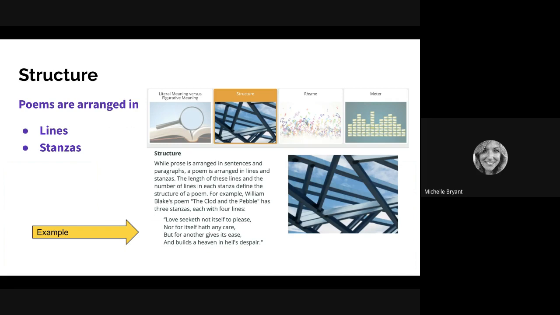Okay, so one thing to know is that poems are arranged in lines and stanzas, not like a book. Books and novels and essays are arranged in sentences and paragraphs, right? So poetry is different. We call them lines and stanzas. If you look at this example down below, we've got 4 lines, 1, 2, 3, 4. And that group of lines is what we call a stanza. So a stanza is simply a group of lines.